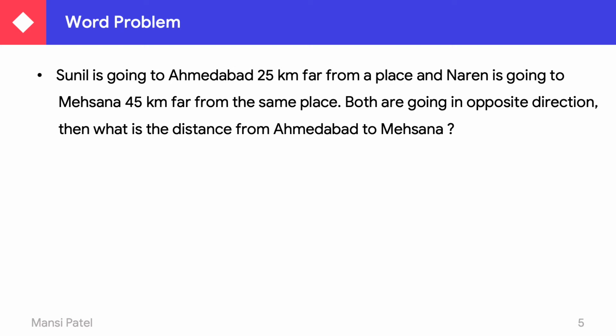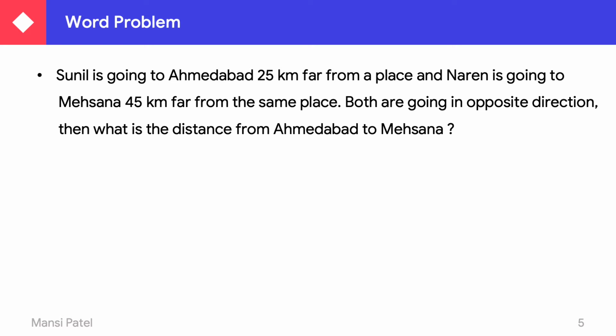So here in this question, Sunil and Naren are both at the same place. From that place, Ahmedabad is 25 km far away and Mehsana is 45 km far away. Both are going in opposite directions. They are not going in the same direction. If Sunil goes east, then Naren goes west. Like this, they were going in opposite directions.